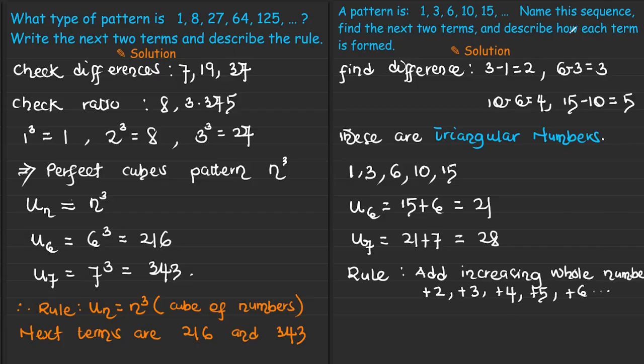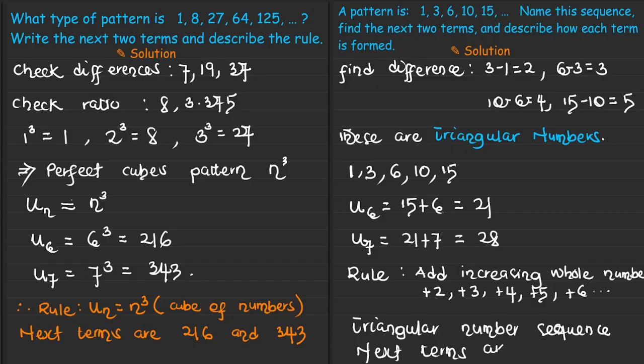Yeah. So we are to name the sequence. What is the name of this sequence we have here? That is a triangular number sequence. What are our next two terms? The next two terms are what? The 21 and your 28.